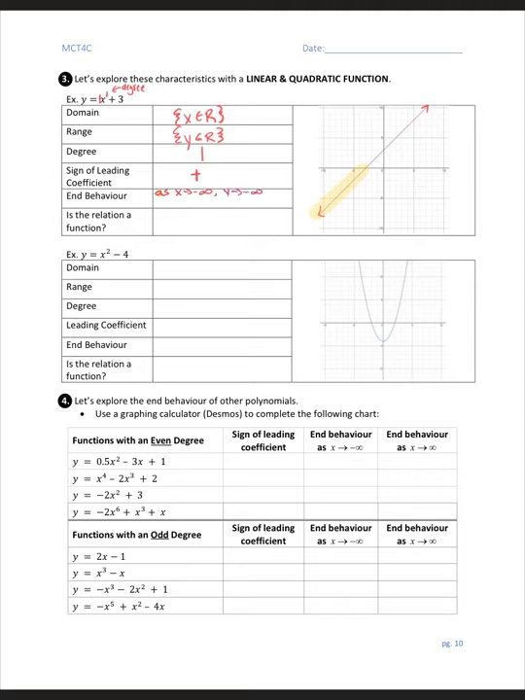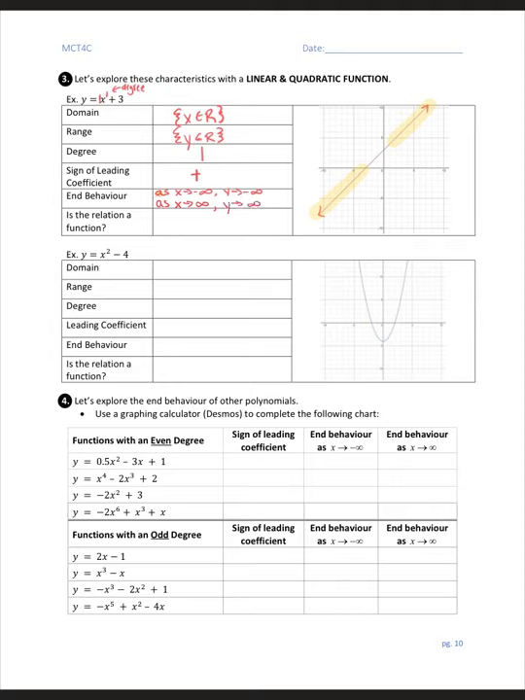Then we can take a look at what's happening as x is approaching positive infinity. As x is getting more positive, or moving higher up in our positives, what's happening to our y's? Well, our y's are also getting more positive, or approaching positive infinity. So let's write that. As x approaches positive infinity, y approaches positive infinity.